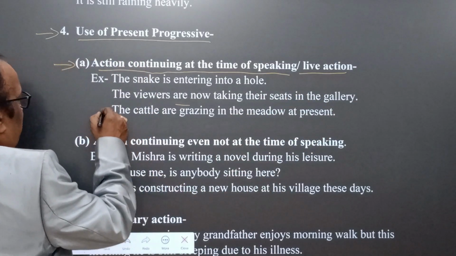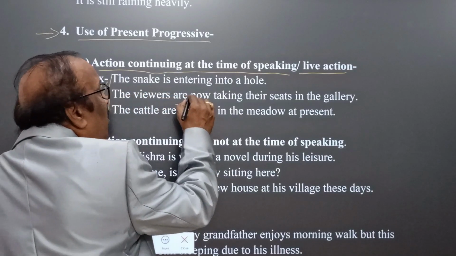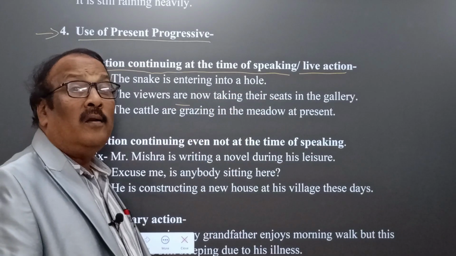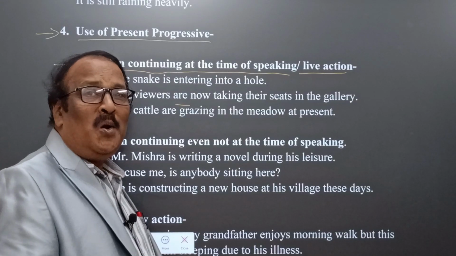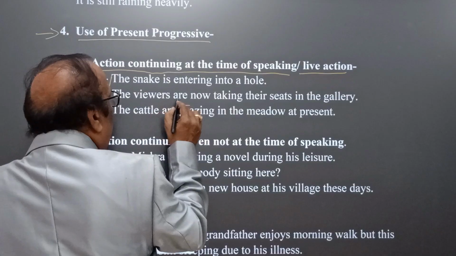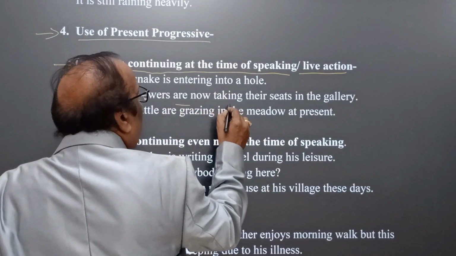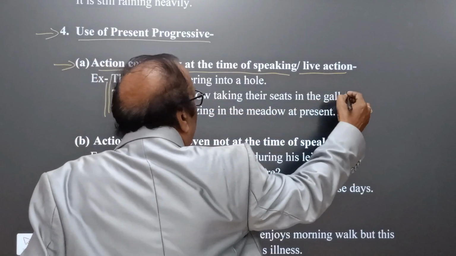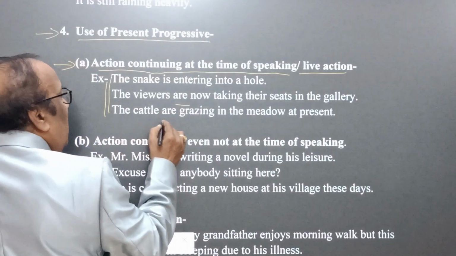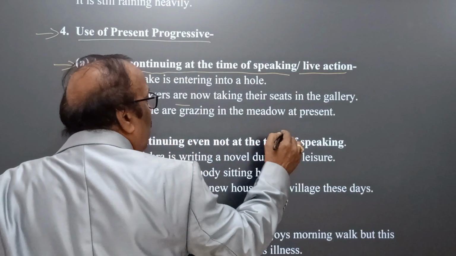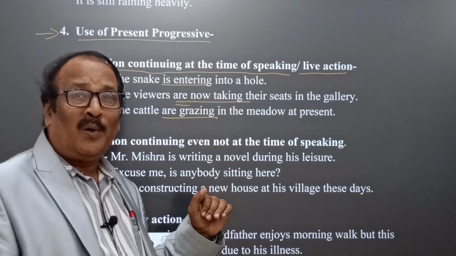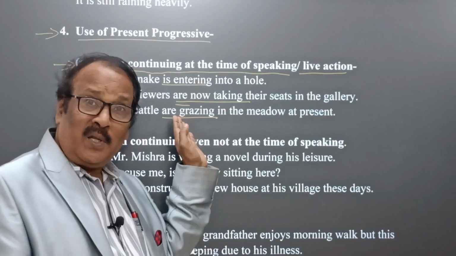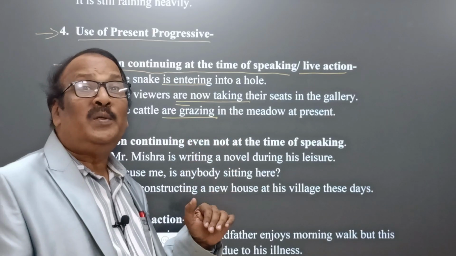How? See in examples, the snake is entering into a hole. At the time of speaking, the snake is entering into the hole. The viewers are now taking their seats in the gallery. The cattle are grazing in the meadow at present. These examples express live actions of different subjects at the time of speaking.